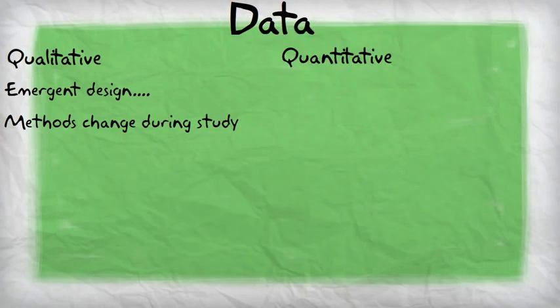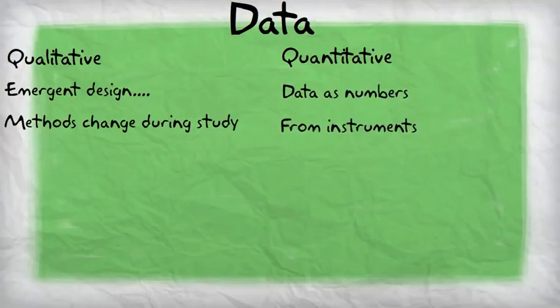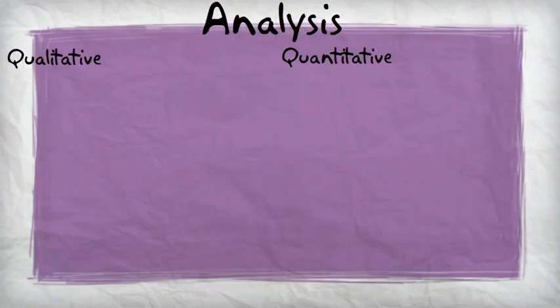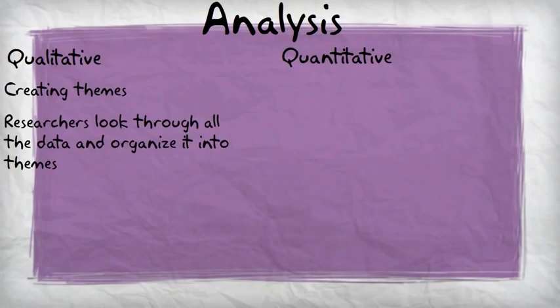The data for quantitative research is in the form of numbers. These numbers usually come from what people check off on instruments, which are surveys or questionnaires, or observational checklists and so on. So qualitative research looks at words, quantitative research looks at numbers. Let's talk about analysis. In qualitative research, analysis is all about creating themes. Researchers read their interviews, look at documents, observations, and audiovisual materials, and then they organize all of that data, all of those words, into themes.